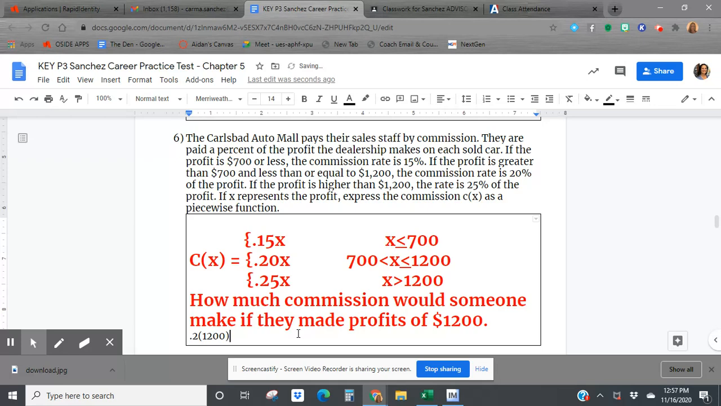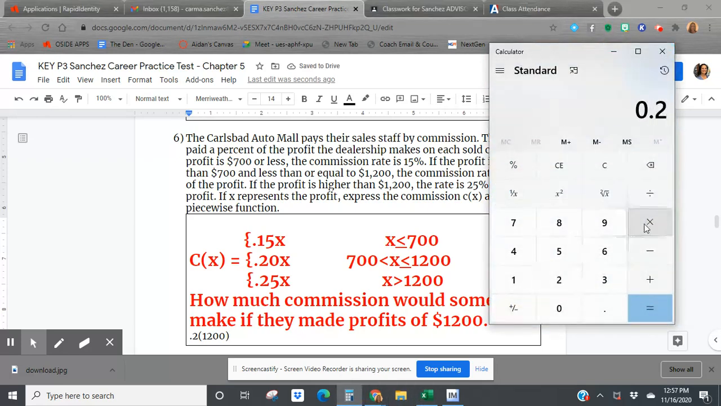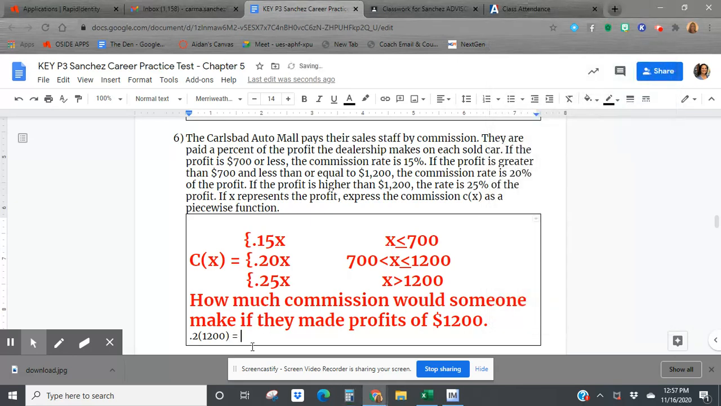How do I know which function to use? I need to look at the relative domain. So 0.2 times 1200 is 240, and that's how much they make in commission. So on the test, what you're going to see, you're going to be given a piecewise function and asked to do something with it.